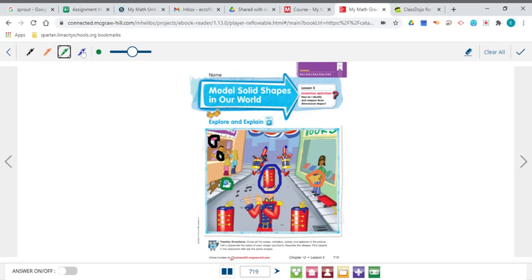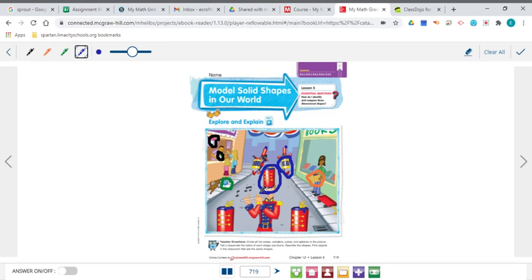And you know what? As I was looking around, I see another cylinder. I see a cylinder in the drums that they are carrying because they're round on the top, round on the bottom, and they are round all the way around. They have a circle on top, circle on the bottom, and they're round. So the drums are also cylinders.